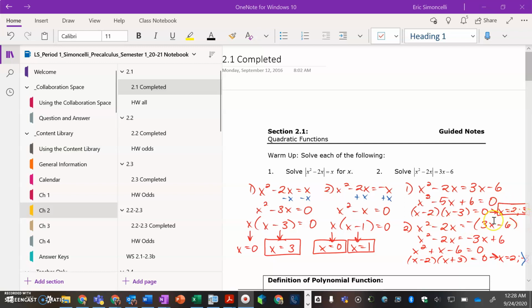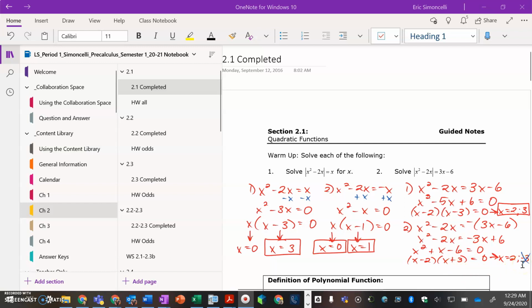As we continue, we can see that this setup entails in the next step distributing the negative. So on the right side there, negative 3x plus 6. We add 3x, we subtract 6, of course it's now equal to 0. We can factor this such that x minus 2 times x plus 3 equals 0. If you set each equal to 0 like before, we end up with x equals 2, and x equals negative 3.